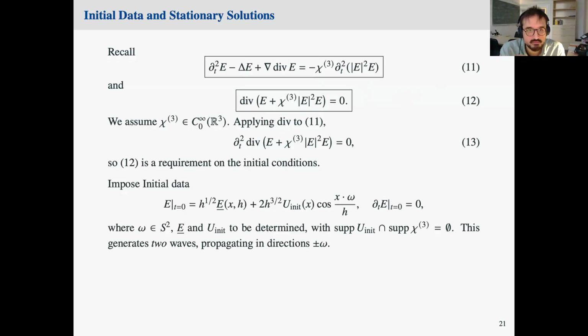Okay, so we can impose some initial data of similar type as before. So we want again to have a strong field with order h^{1/2}. And we want to have the beam, which is oscillatory and is oscillating in a direction omega, where omega is a unit vector that we want to send into our nonlinearity. We assume always that our data is initially supported away from our nonlinearity. And again, we're going to assume that the first derivative of our full solution is 0, which again is going to generate a second wave that propagates in the opposite direction, but it's convenient to have this for reasons.